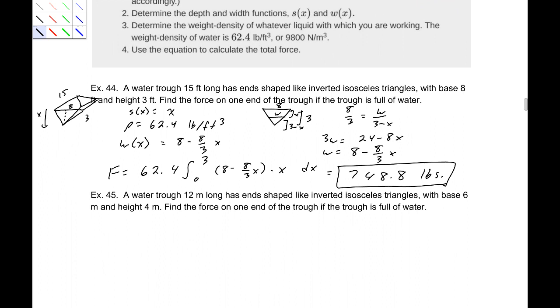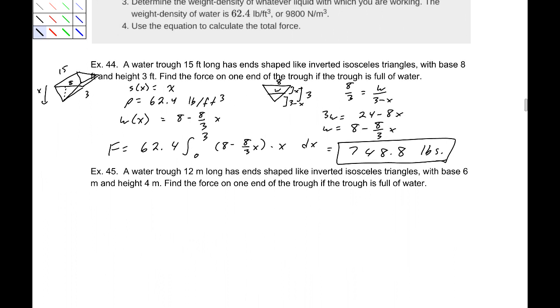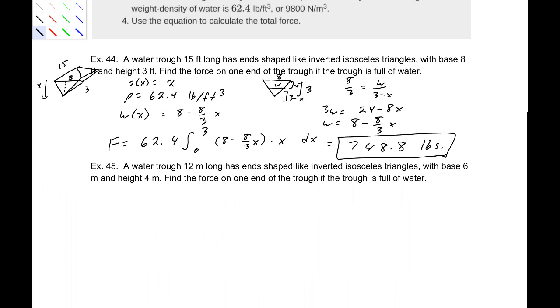Okay, one more similar to this. A water trough is 12 meters long. It has ends shaped like inverted isosceles triangles, with a base of 6 meters and a height of 4 meters. Find the force on one end of the trough if the trough is full of water. Now, it's worth noting that in the last problem, we didn't even really need the whole trough. We didn't need a picture of the whole thing. All we need is an image of the base. So the water trough is 12 meters long. That ends up being irrelevant because we're concerned with the ends. We have a base of 6 meters, a height of 4.